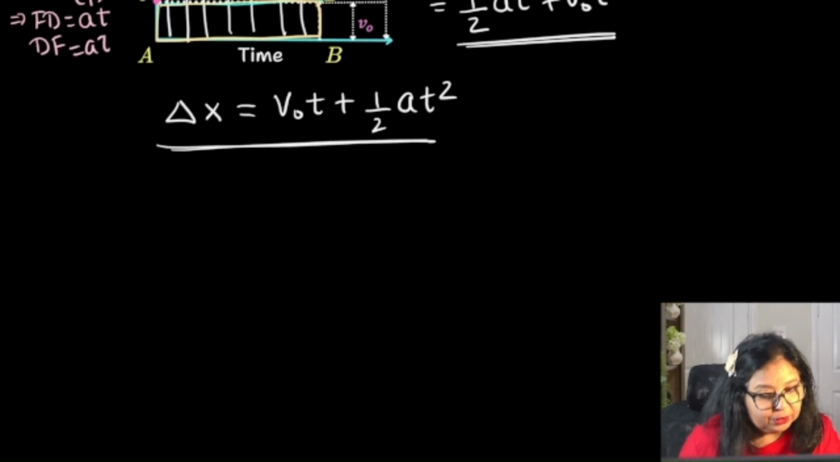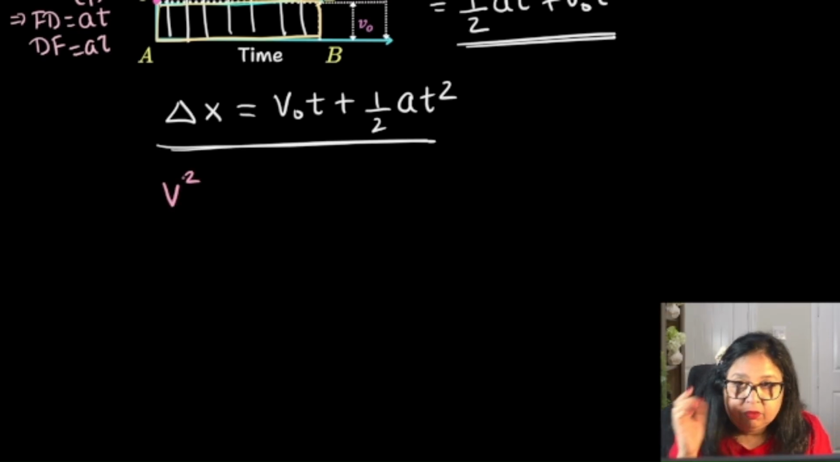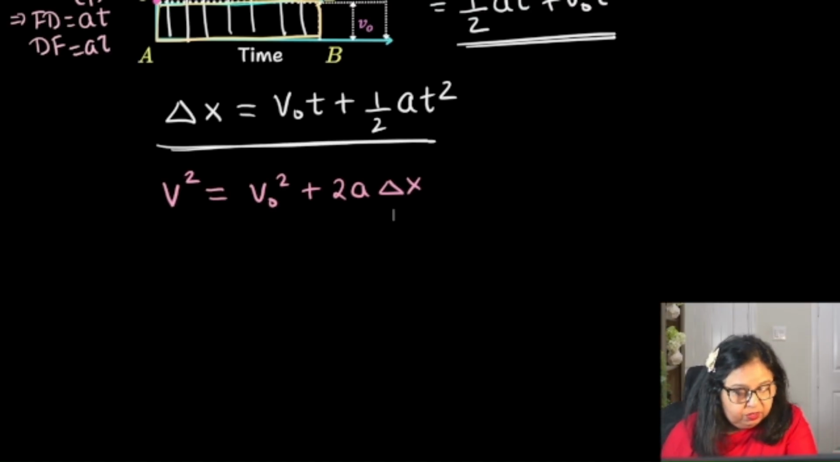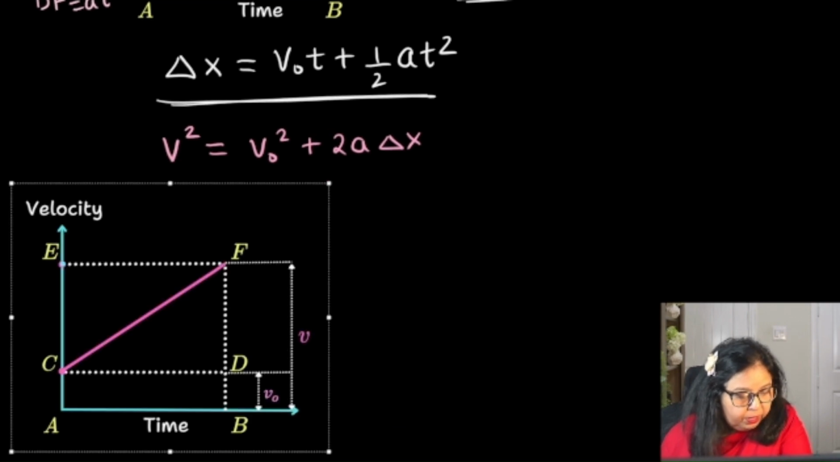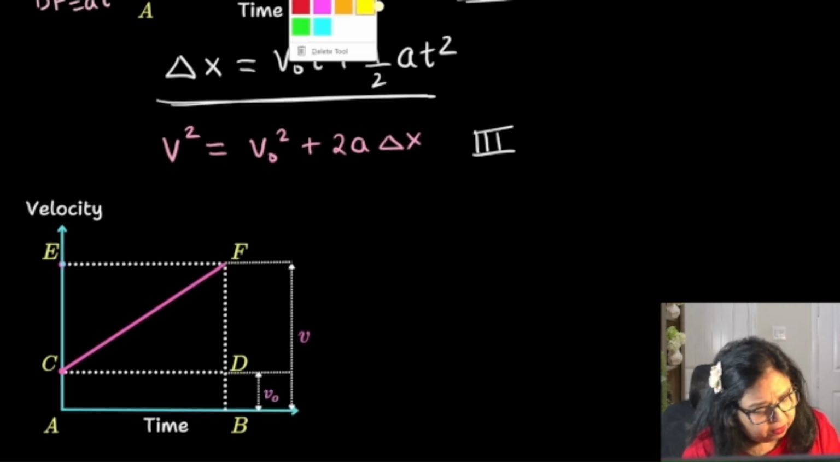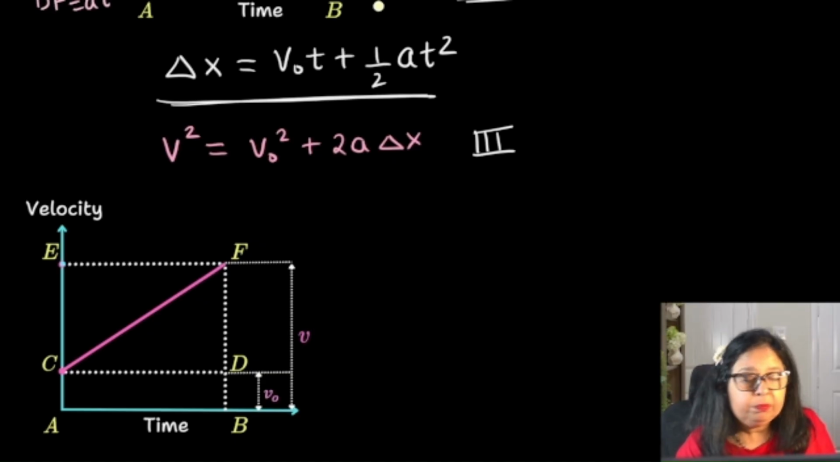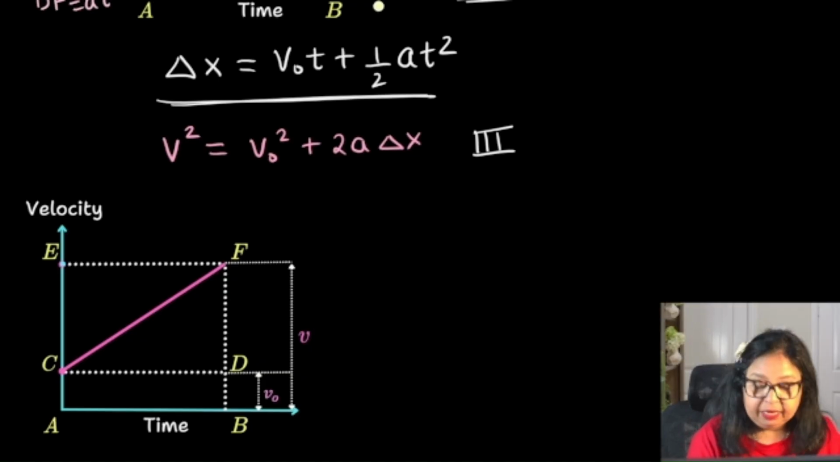Moving on to our third equation. Third equation says v squared equals V naught squared plus 2a delta x. We're going to use the same graph again. What's that graph? Here we go. This is the graph. Now you can see that this equation has delta x. Where does delta x come from? Delta x comes from the area under curve of velocity time graph. So here we have to find the area under the curve of velocity time graph again.